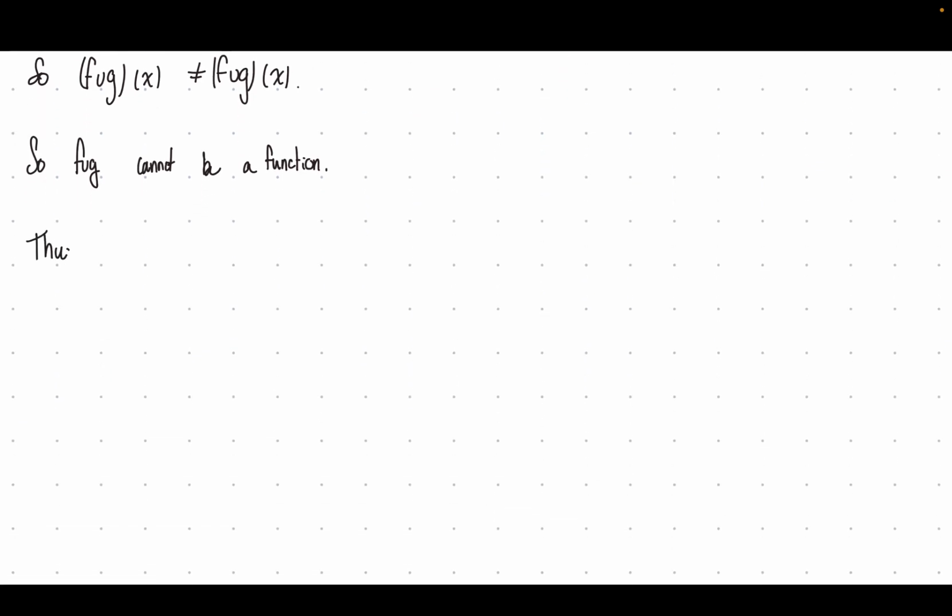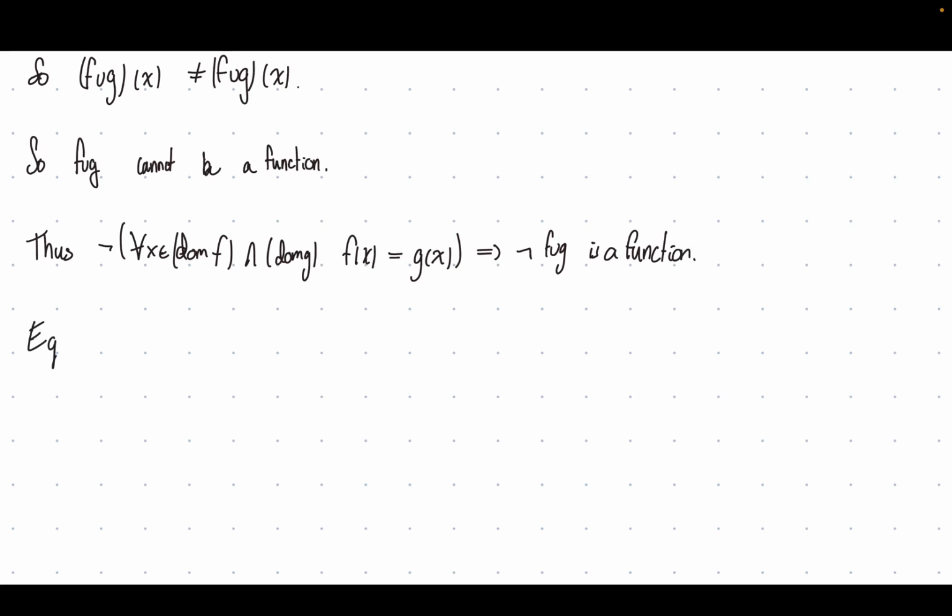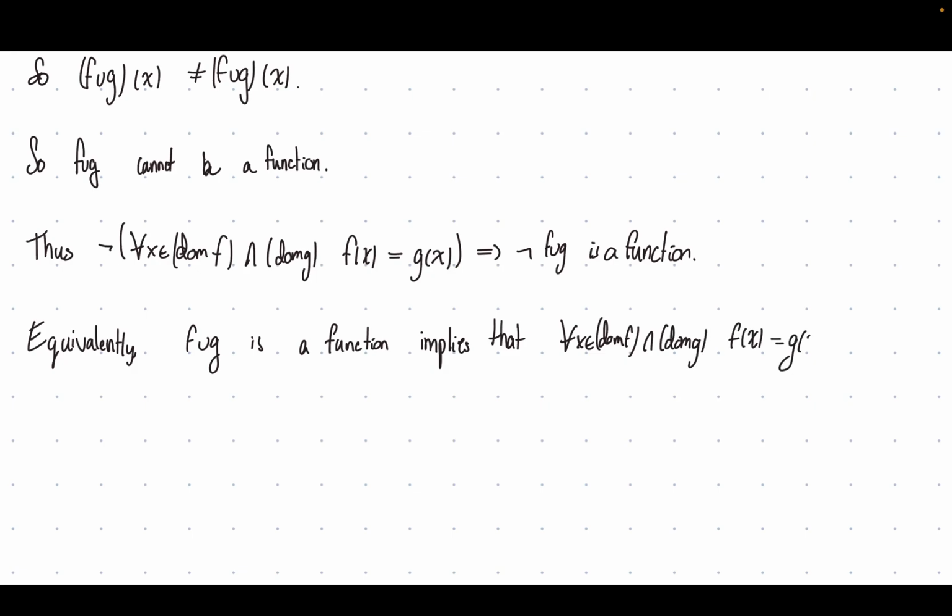Thus, for all x in domain f intersect domain g, f of x not equal to g of x implies that it is not the case that f union g is a function. And now equivalently, f union g being a function implies that for all x in dom f intersect dom g, f of x is equal to g of x. And there we go. That is our first part of this proof.